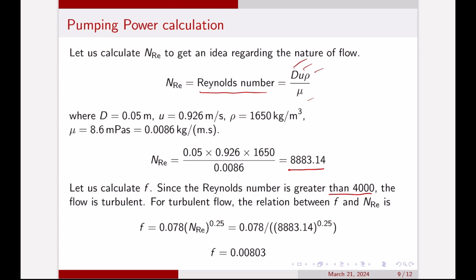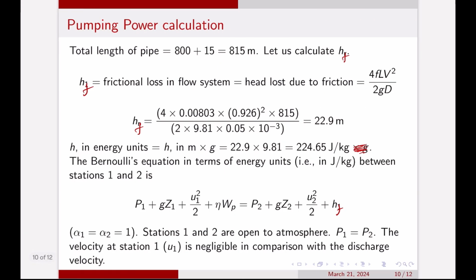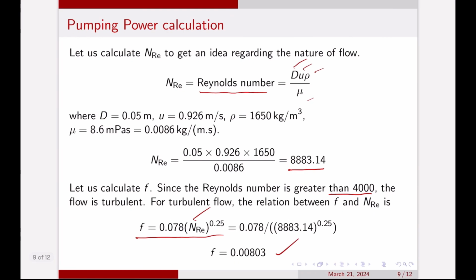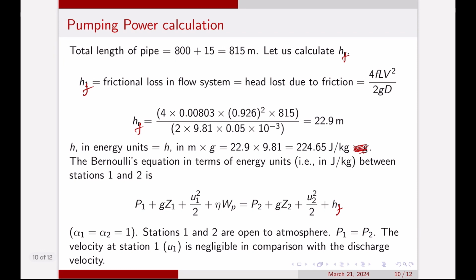So to calculate friction factor, we have to use this correlation: f is equal to 0.078 N_Re to the power minus 0.25. Now N_Re we know, if we plug in the N_Re, f will be 0.00803. Now after getting the friction factor 0.00803, we can calculate frictional losses.